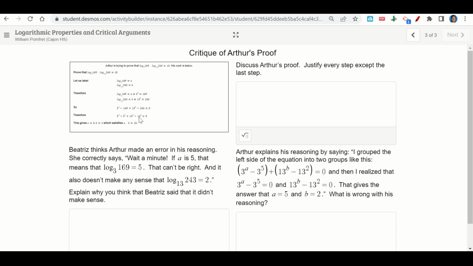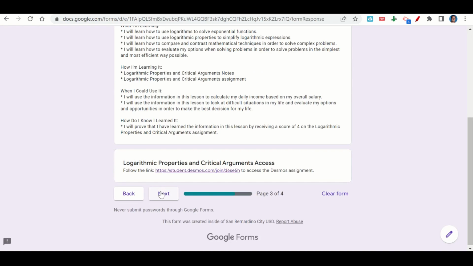So you'll go ahead and answer those questions, and when you're done, you'll go back to your Google form and click next. This will send you to your before you go. Go ahead and fill out your before you go and then submit your work on Google Classroom.